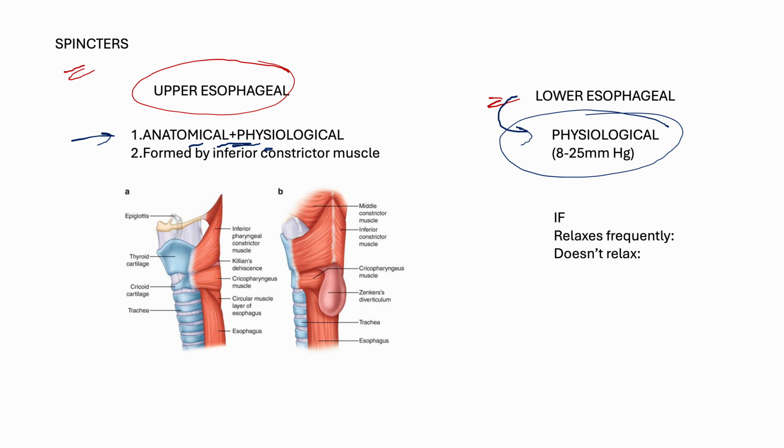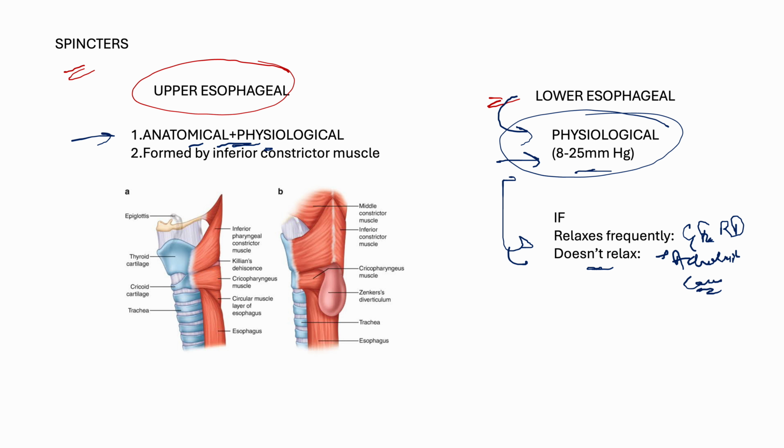And in the lower esophagus, there is no actual anatomical constriction. There is only a physiological sphincter. The normal pressure is 8 to 25 mm of Hg. And there are two things. If it relaxes frequently, it can give rise to GERD, and if it doesn't relax, it can lead to achalasia cardia.